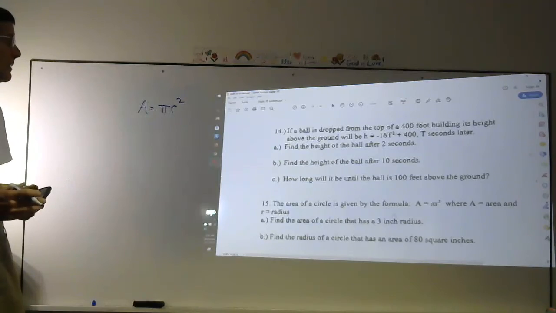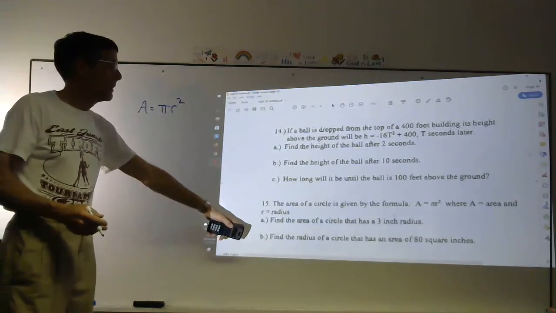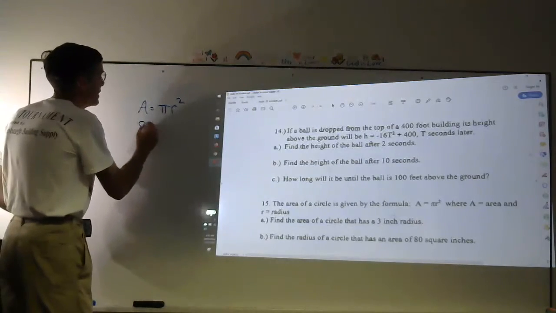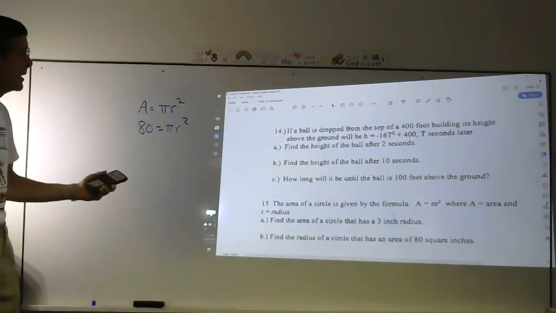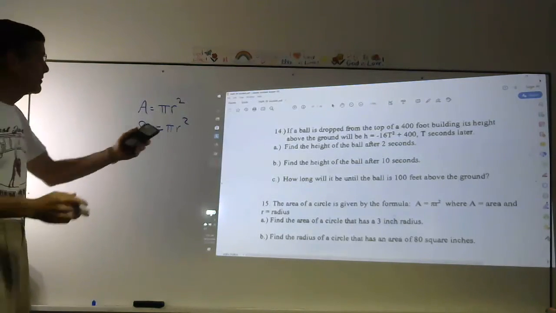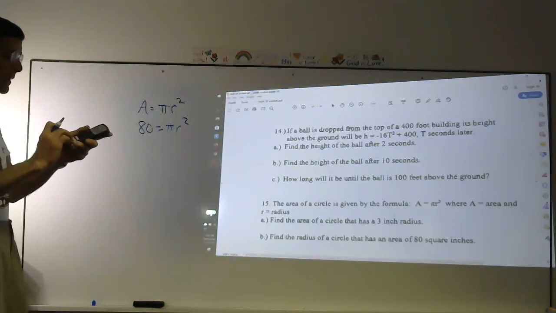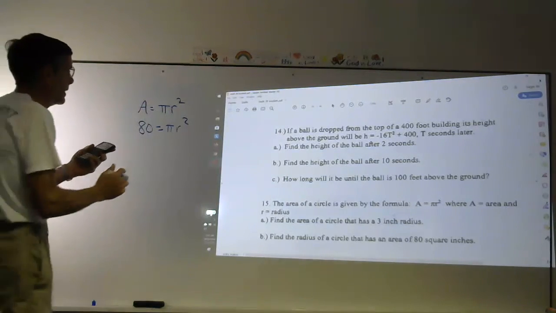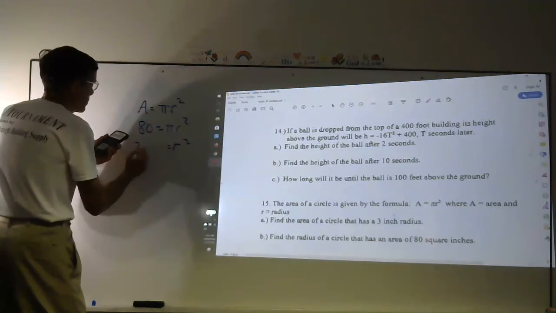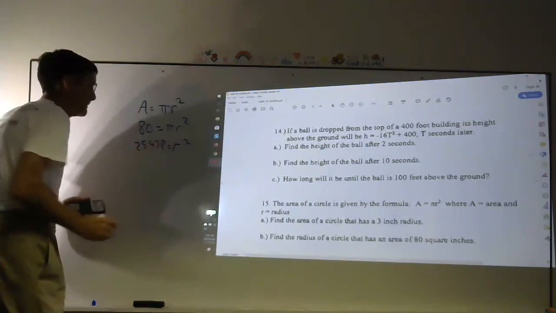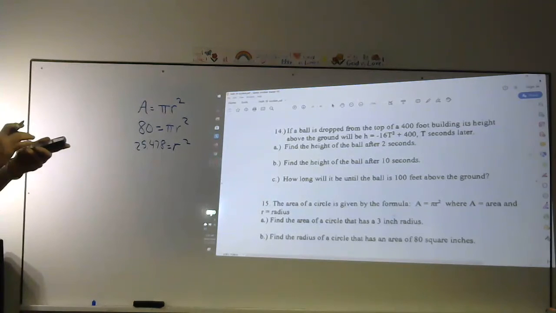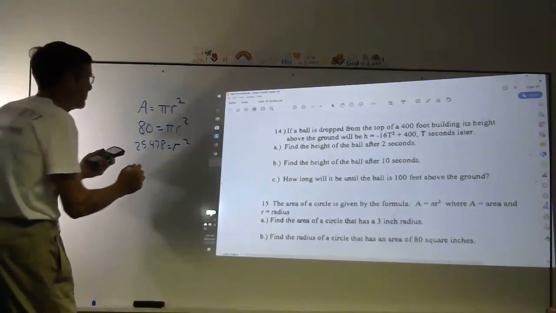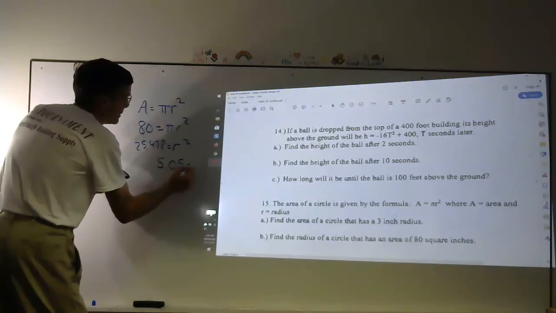You can very easily find the area of a circle. Find the radius of a circle that has an area of 80 square inches. If this is 80, we want to find the radius. Well, wouldn't it be helpful to get the radius squared by itself? So let's divide by pi first. 80 divided by 3.14. And I get that r squared is 25.478. Lots of decimals. And now you want the positive or negative square root of that? So I need to take the square root of that, and I get 5.05 inches is the radius.